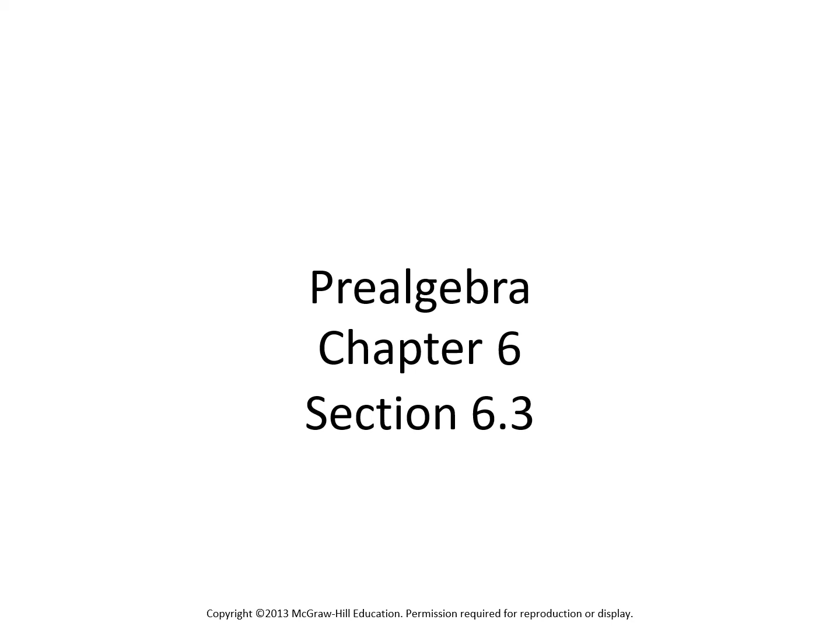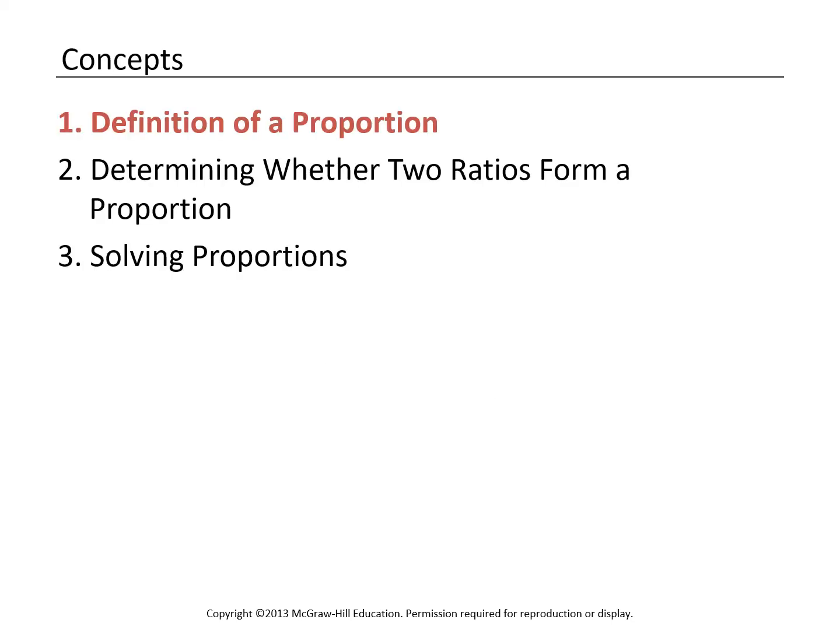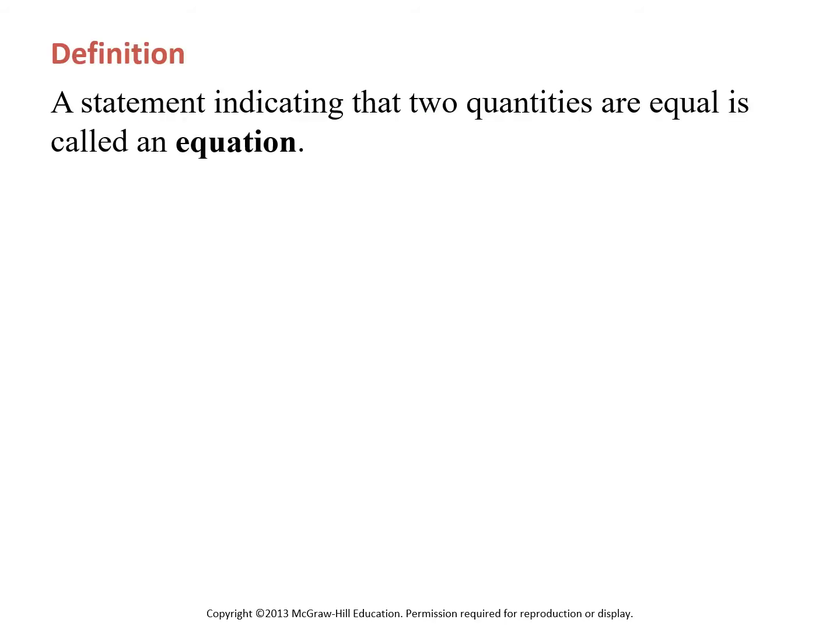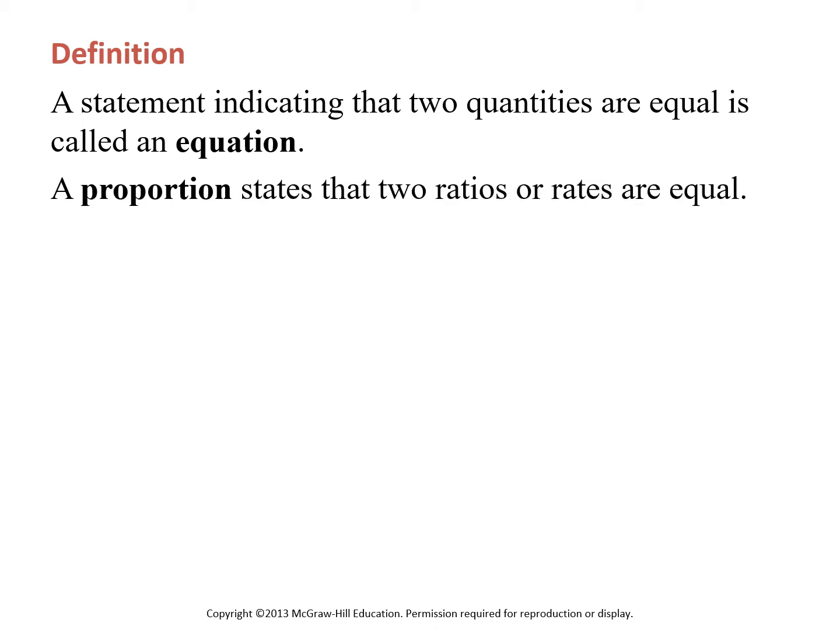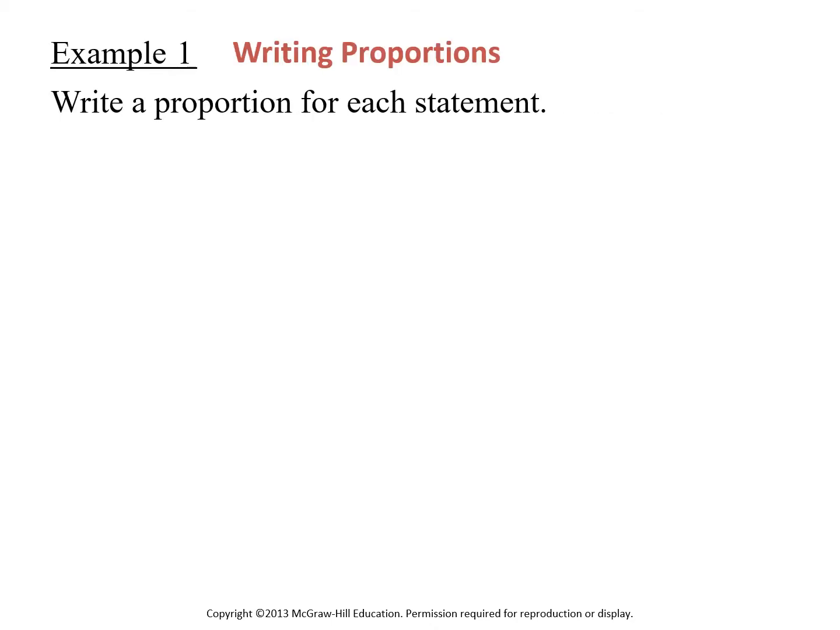This is section 6.3. We are talking about proportions. A statement that indicates two quantities are equal is called an equation. A proportion states that two ratios or rates are equal. We're going to write a proportion for each statement.